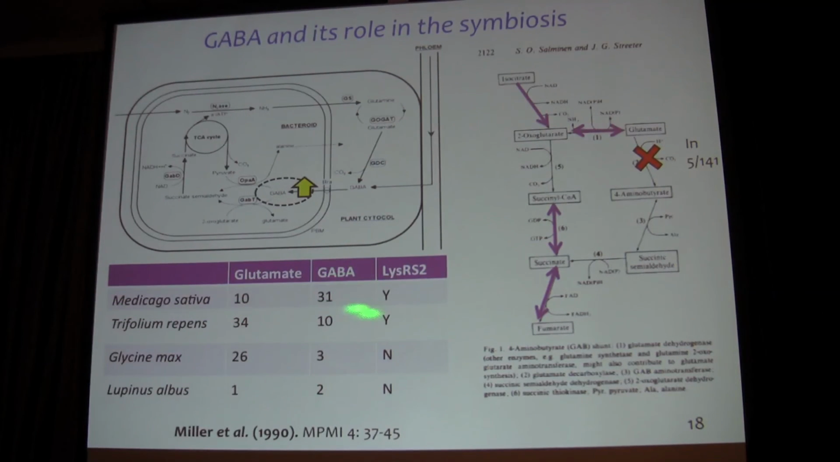You can see in Medicago sativa, you've got very high levels of GABA, as with Trifolium repens. But if you look at Glycine max and Lupinus, you can see that those levels are very low. And interestingly enough, that correlates with the presence of LysRS2. So now we can postulate that LysRS2 might in fact be critical in establishing the chromosomal type which is present in a nodule.